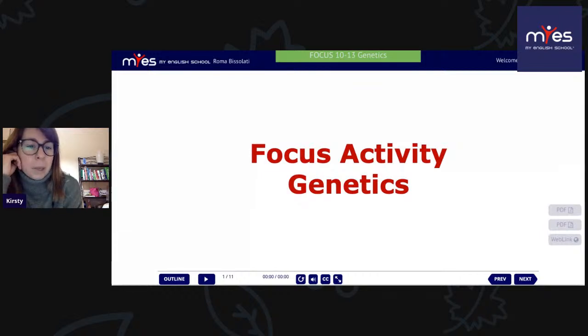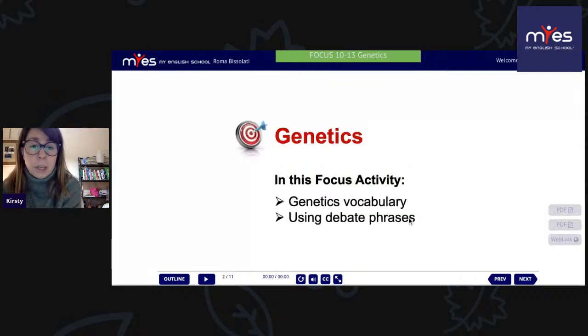Today we're doing a focus activity called genetics. This is the first time I've really looked at this one, but I wanted to talk about it with you today because it's a very interesting topic. I don't know if you know much about genetics in English, but you're going to find out lots about it. In this focus activity, we're going to be looking at genetics vocabulary and using debate phrases.